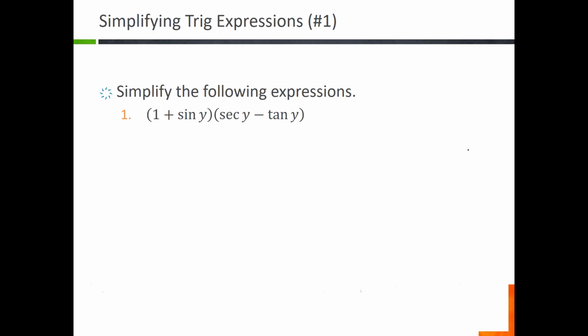All right, so for this first example, we have the quantity of 1 plus sine of y times the quantity secant y minus tangent y. Now, when we're doing these identities, when we're trying to simplify them, one of the hard parts is there's often no single right way to do it. Okay, I'm going to go through one process. It may not be the best, the easiest, but it's one process.